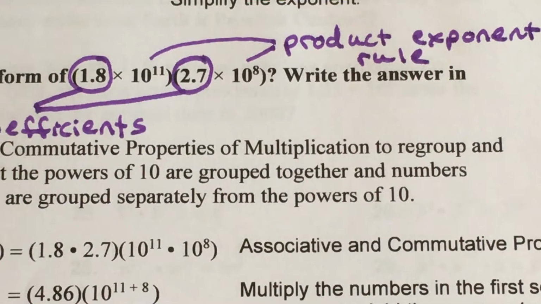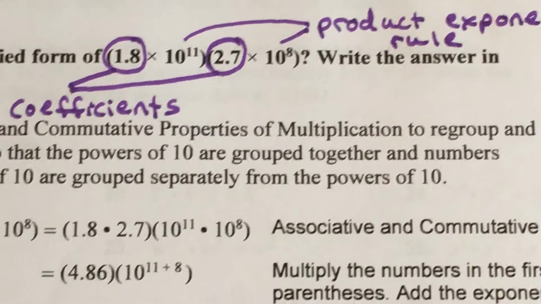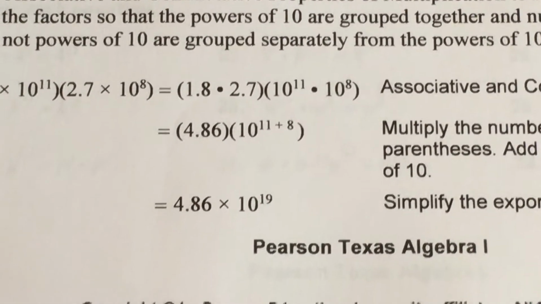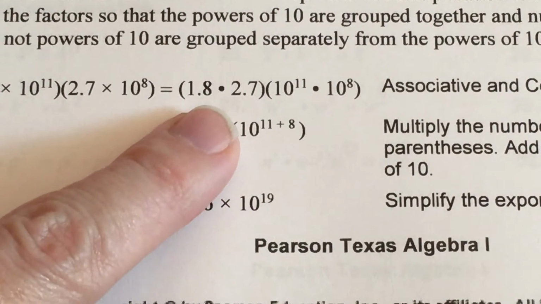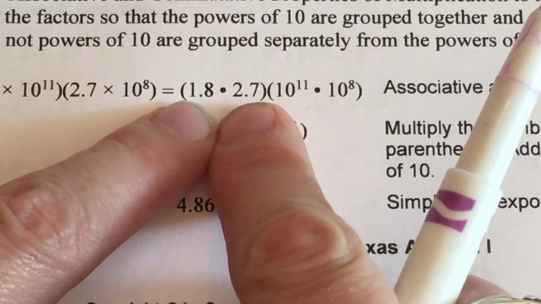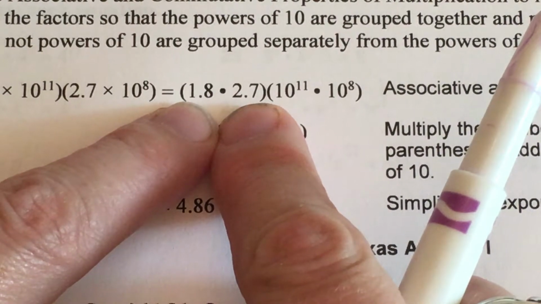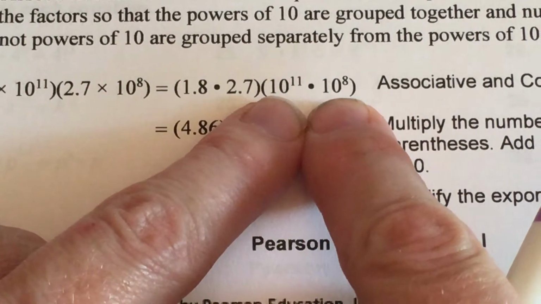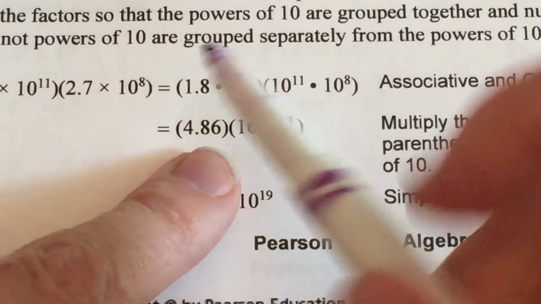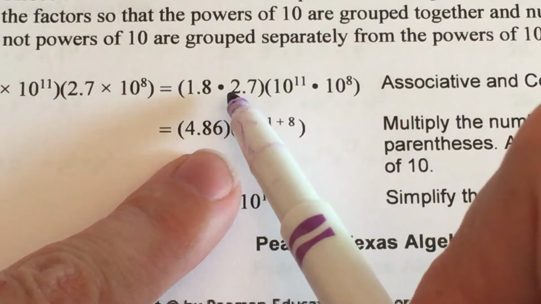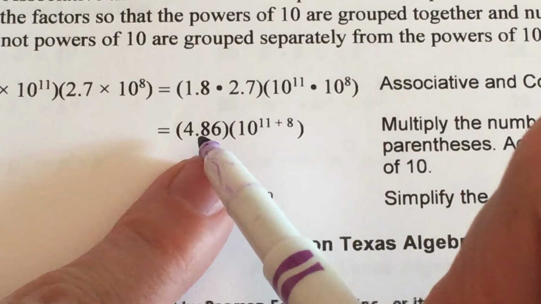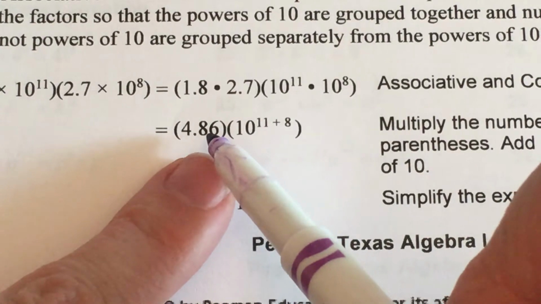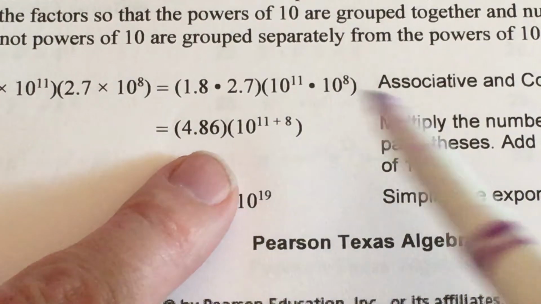All right, let's see how this works in our problem. So we see that they put the two coefficients together and are multiplying them. And here are my tens with their exponents, multiplying those. So 1.8 times 2.7, yes, in your calculator, if you check it, you should get 4.86.